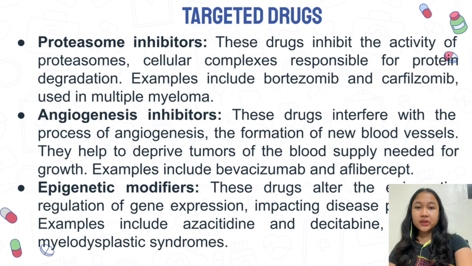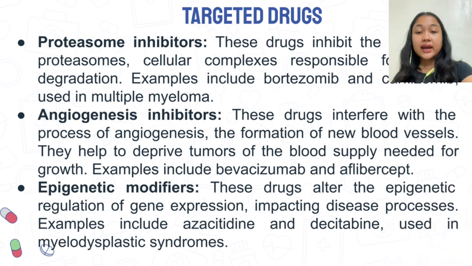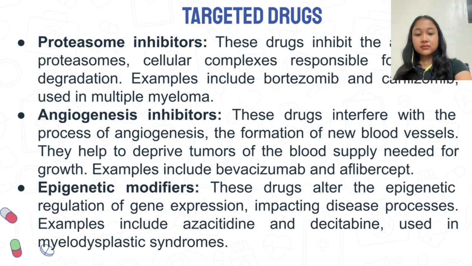Next are proteasome inhibitors. These drugs inhibit the activity of proteasomes, cellular complexes responsible for protein degradation. Examples include bortezomib and carfilzomib, used in multiple myeloma. Angiogenesis inhibitors interfere with the process of angiogenesis, the formation of new blood vessels. They help to deprive tumors of the blood supply needed for growth. Examples include bevacizumab and aflibercept. It is used for many types of cancer.